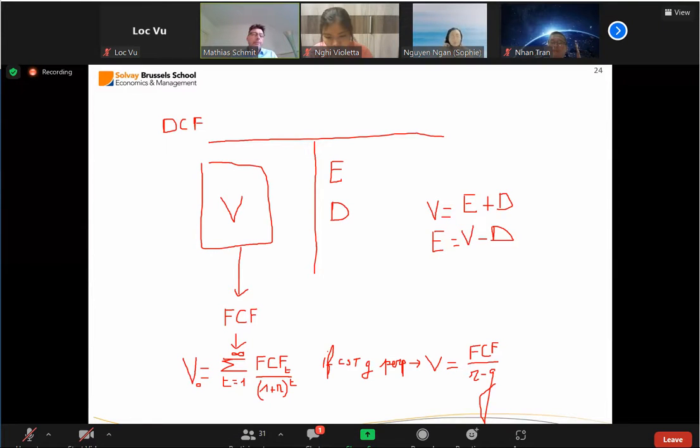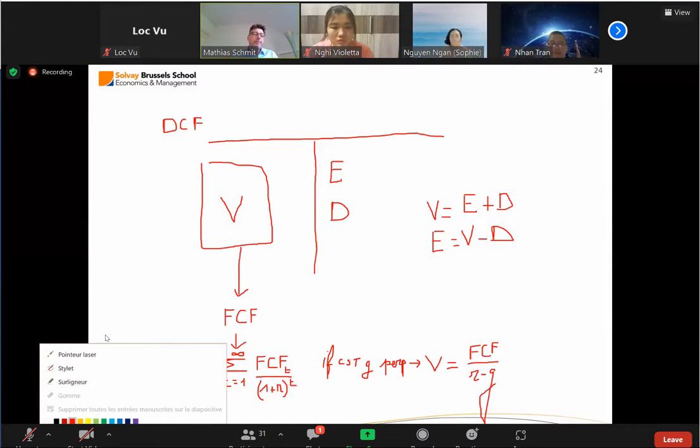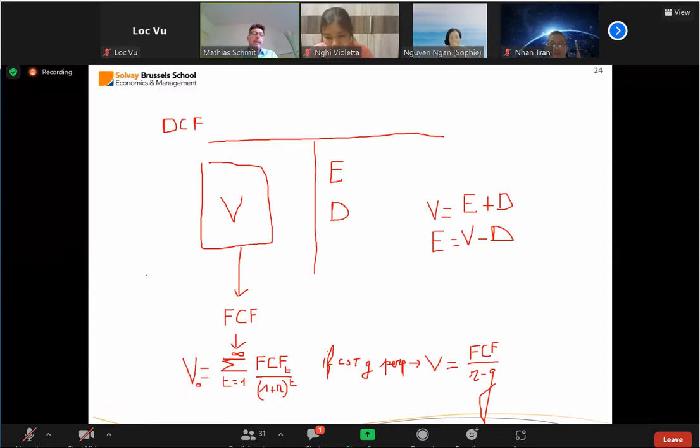So if the value is 100, if there is no debt, then you can sell it at 100, and after that there is a negotiation between the two parties, between the seller and the buyers.